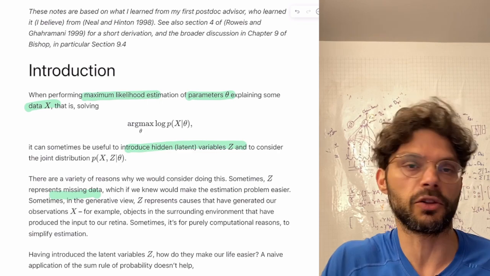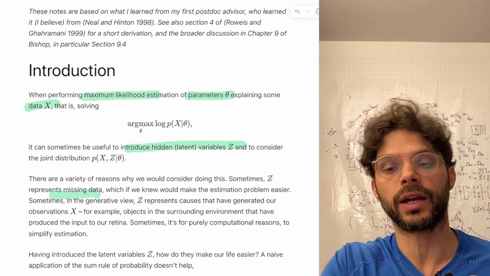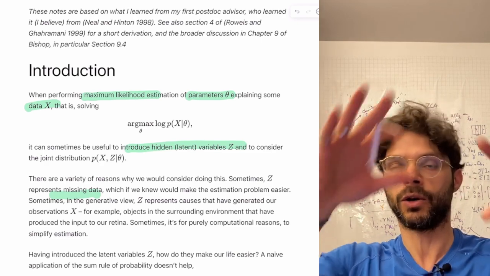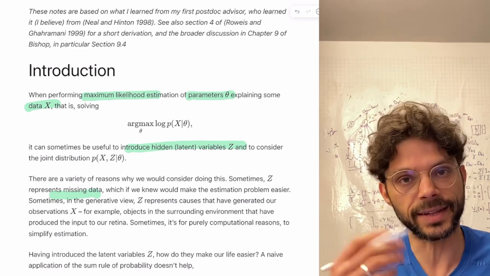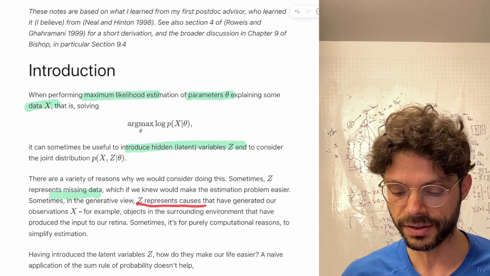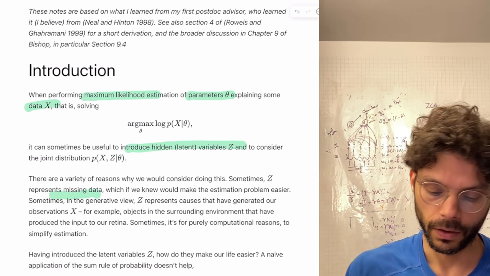So sometimes it's not just hidden data in the sense of, well, I'm missing some sensor values. It's actually like, I have all the sensor values, but I can explain them better in terms of objects in the world that I don't observe directly and I need to infer. So that's another setting in which it can be very useful. So Z represents causes that have generated our observations. Okay?